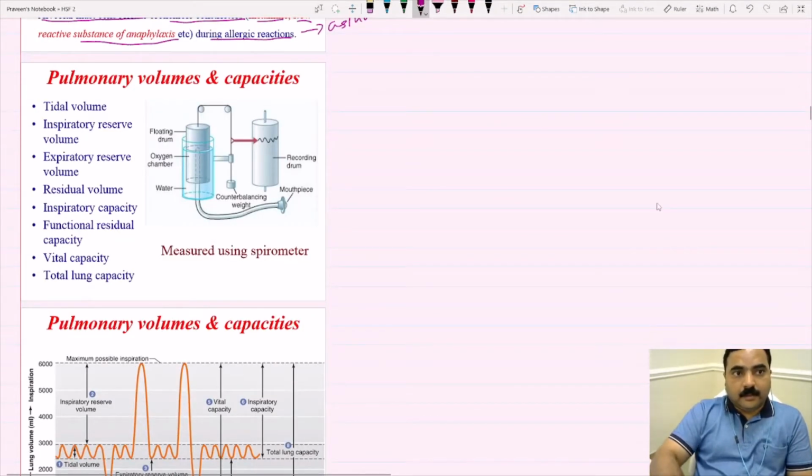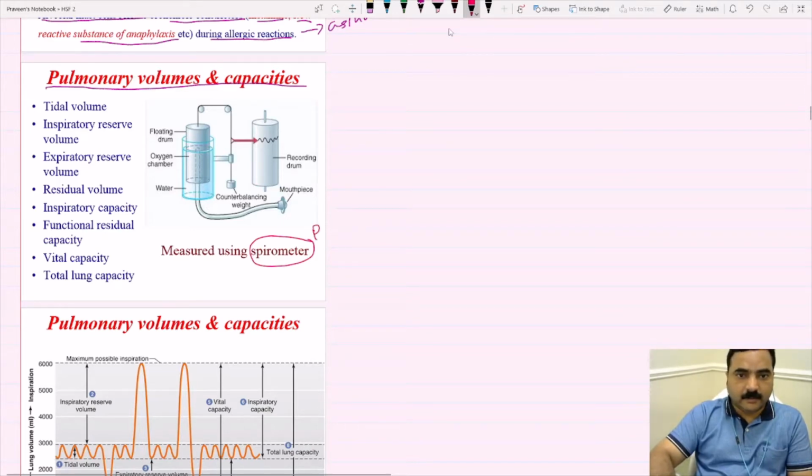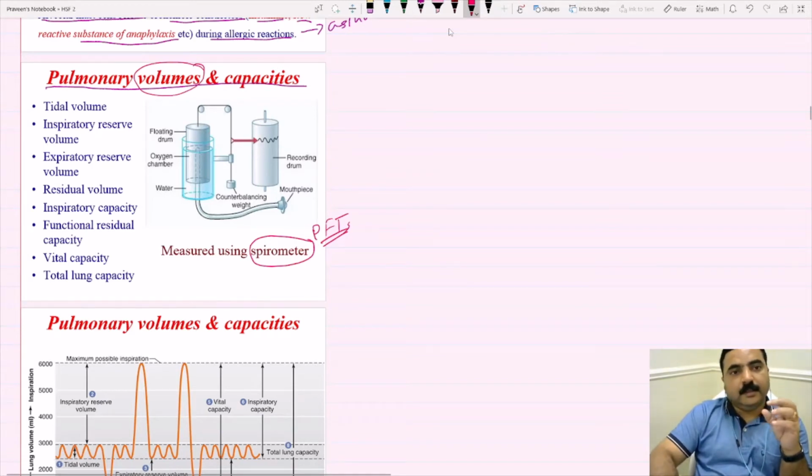Now our next topic is pulmonary volumes and capacities. In order to measure the pulmonary volumes and capacities, we use this parameter. It actually gives you the pulmonary function test, which we call the PFT. Pulmonary volumes are the volume of air present in a single compartment, like tidal volume, but capacities means the sum of one or two more volumes together.